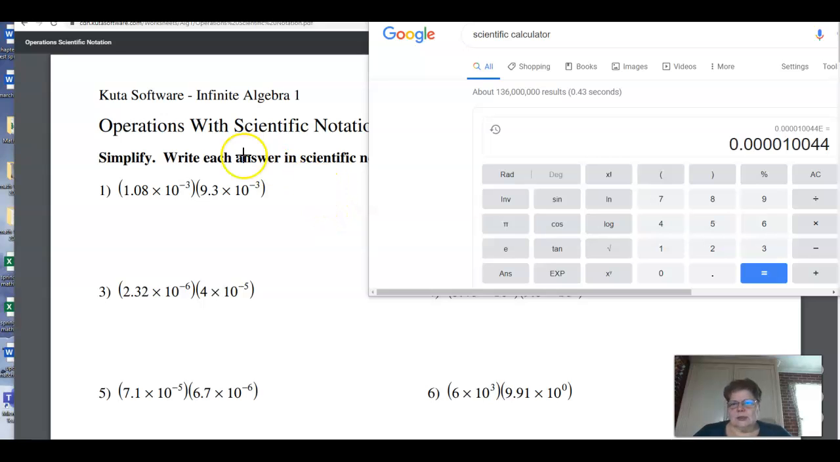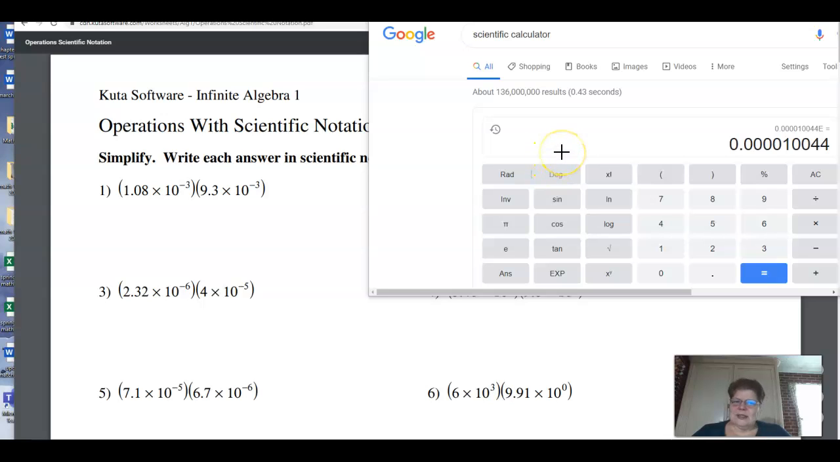So today we're going to do operations with scientific notation. Again, this is page 9 from your notes. It's from Kudu Software. Go to the web page if you want to and pull down the whole thing. And I also just went online and I just found a graphing calculator, scientific calculator. They're going to be different than yours.